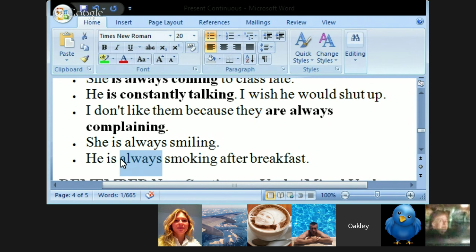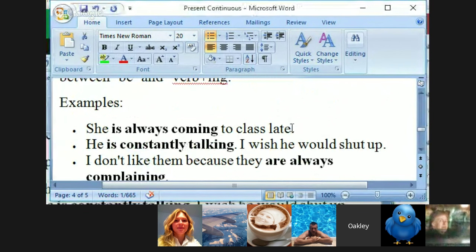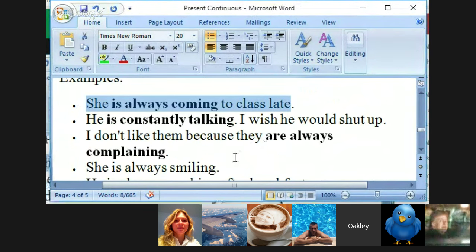I mean, when you're speaking about a person. You notice in all of these, you're talking about a person when they're not there. She's not around. She's always coming to class late, gossiping. All right. He's constantly talking. I wish he would shut up. You're not saying it to them. You're not saying you are constantly talking. I wish you would shut up.